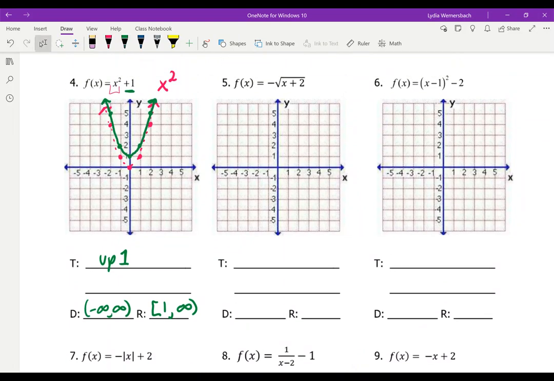Alrighty, next one. So this one, our parent function should be the square root function, which if we remember has the points (0, 0), (1, 1), (4, 2). It's like a little half arc. And then we want to list our transformations. Left to right, the first thing we see is this negative. This negative is outside of the function, so that means we are doing a reflection over the x-axis.